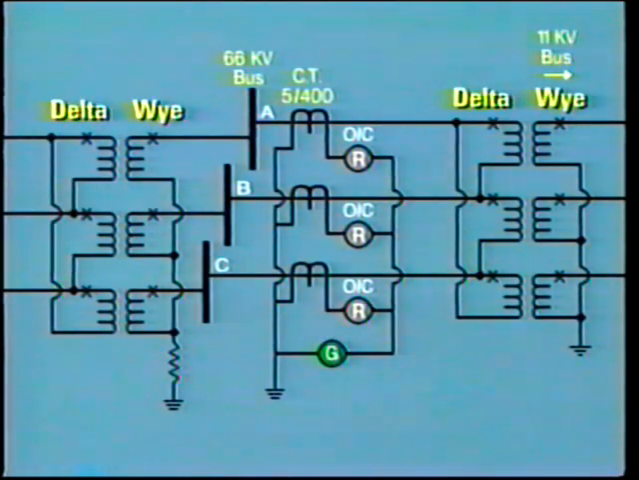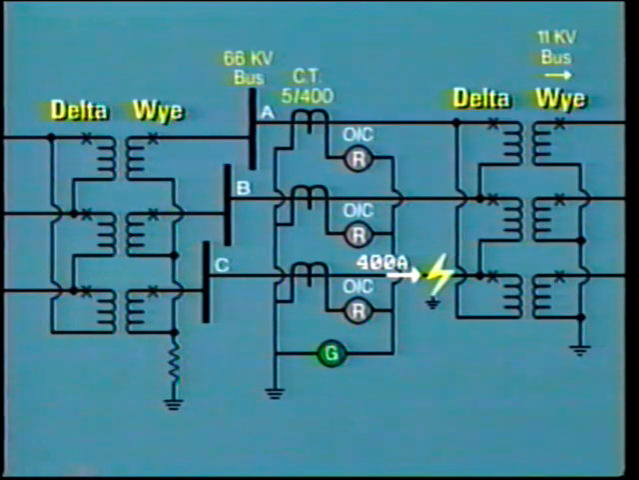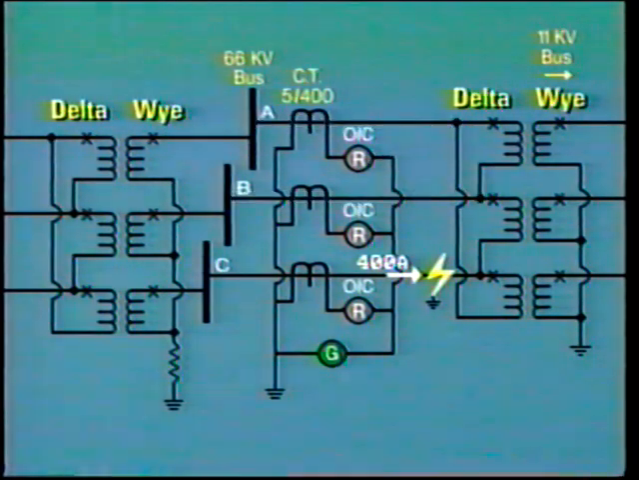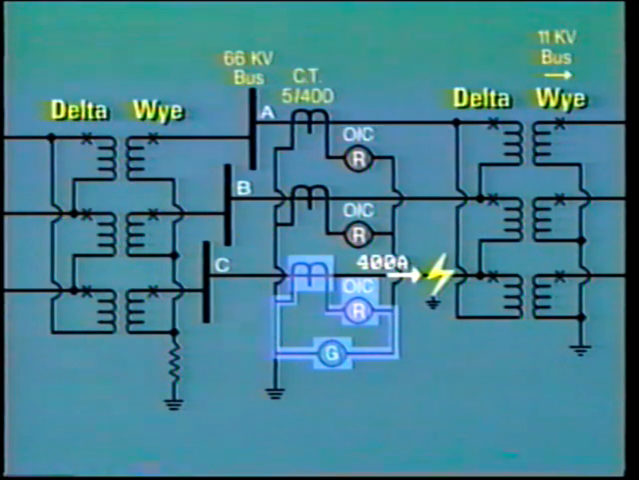So let's look at the case of a ground fault on phase C of the 66 kV line. The fault occurs at the far end, and the fault current flowing is limited to 400 amps by this neutral grounding resistor. As before, we consider no current flow in the unfaulted lines. The value of secondary current presented to the overcurrent relay in line C is equal to 400 amps times the CT ratio 5/400 equals 5 amps.